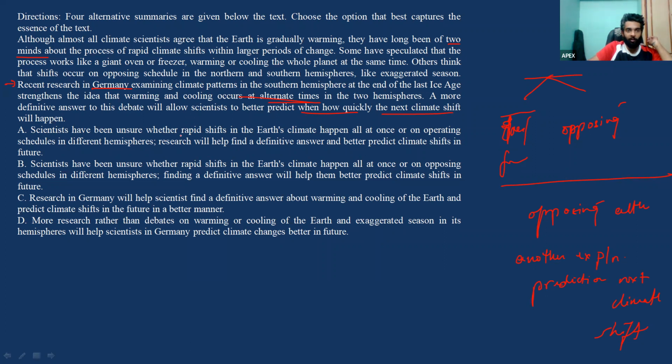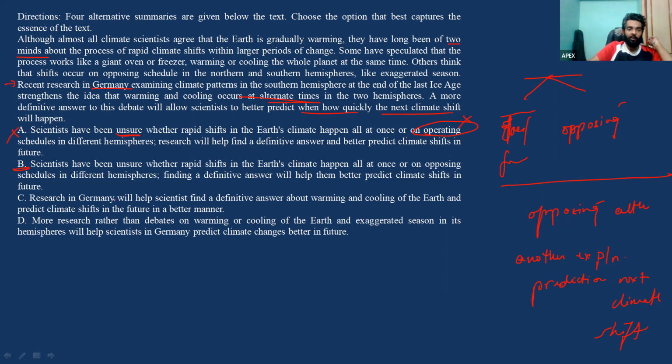Scientists have been unsure about whether rapid shifts in Earth's climate happen all at once or operate in opposing ways. So this is about that two minds thing. We've never seen operating, so this option is gone. Opposing is still in play. Finding a definitive answer will help them better predict.